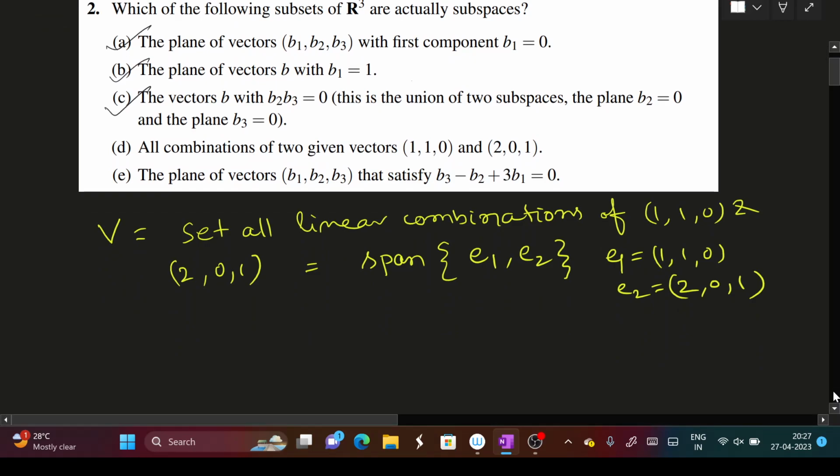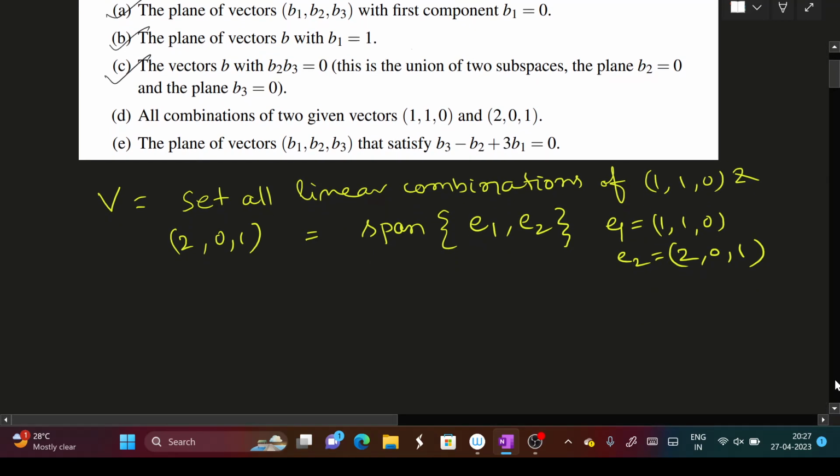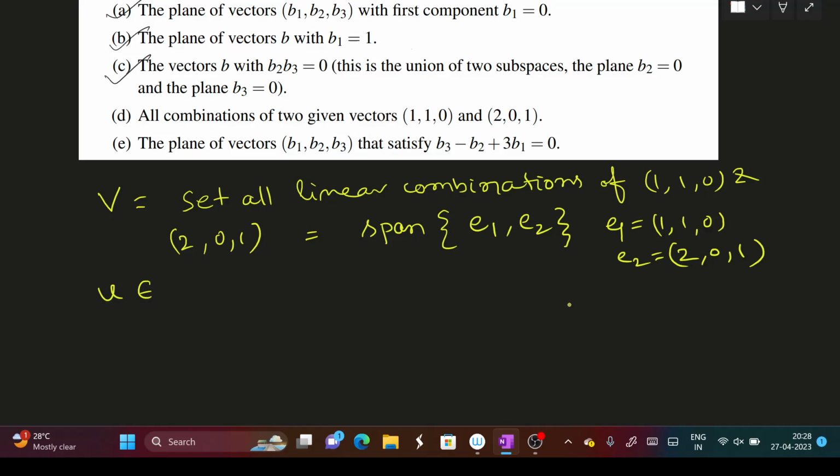Now I am finding the span of it. It is always a vector space. The span of any set of vectors will always be a vector space. So now let us prove it. Let U belong to V. That implies there exist C1, C2 such that U is equal to C1 E1 plus C2 E2.